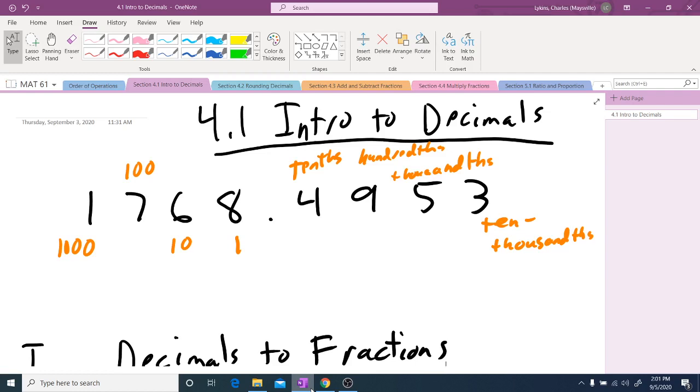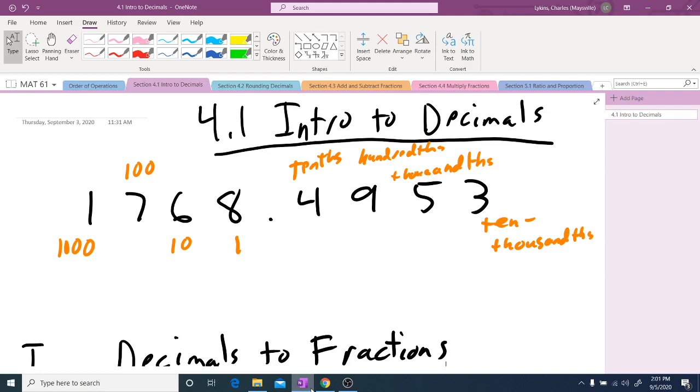So first, I've got this already out for us for the decimal spots, but if we read this number, it's 1,000, so the 1 is in the thousand spot, 700, 7 is in the hundred spot, 60 is in the 10 spot, the 8 is in the 1, and then the 4, it's 0.4, that's in the tenths.